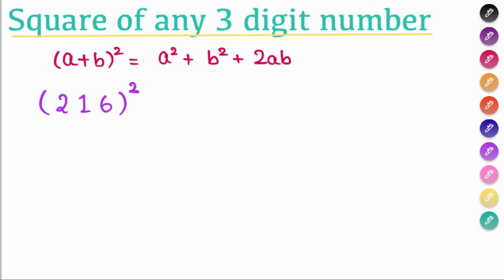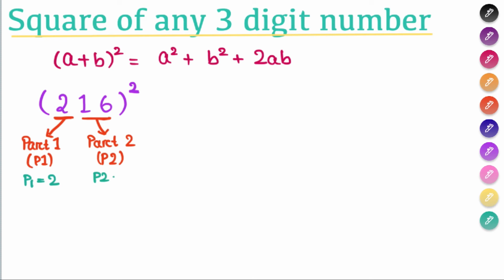So what we do is we divide 216 into two parts. The 100th digit is part 1. Let me write it as P1. And the other remaining digits, that is 16, is part 2, that is P2. So we have P1 equals 2 and P2 equals 16.